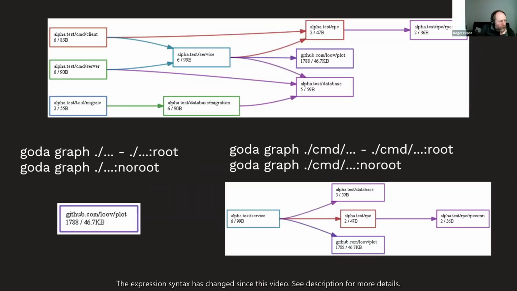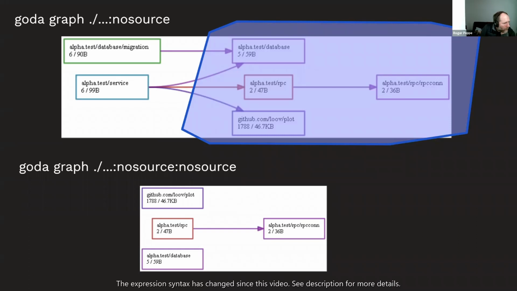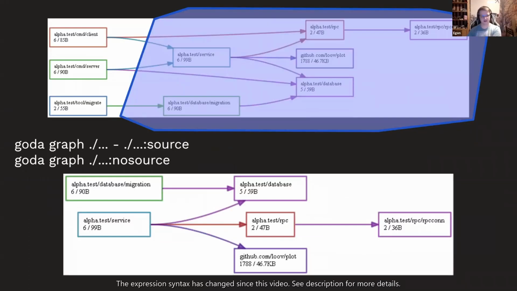Sorry, what does no source do again? So these two are equivalent. It removes the sources. It's select all packages minus the source, meaning the nodes that don't have any incoming dependencies, and the no source does the same thing. So it's everything except those nodes.